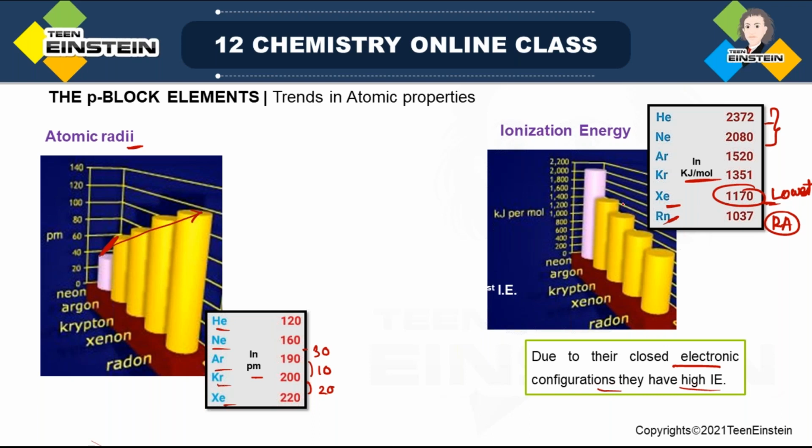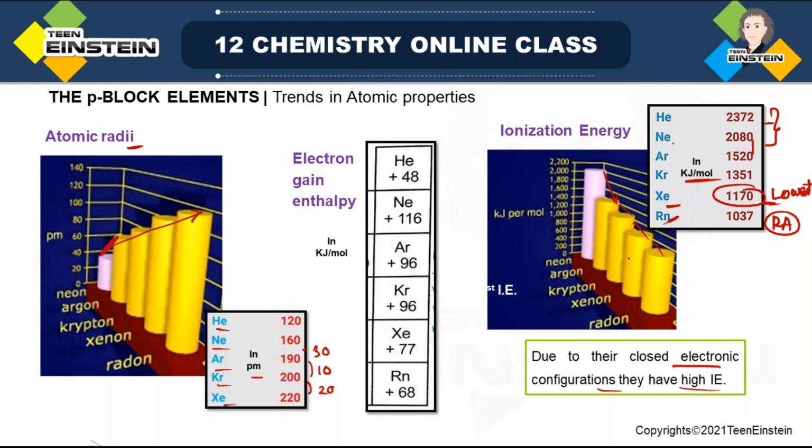And this is the graph. See, this difference is very high, that is the difference between this, 1, 2, 3, 4. This difference is very high, as you can see. But after that, the difference is gradually decreasing, and it is the same reason, presence of d and f electrons.